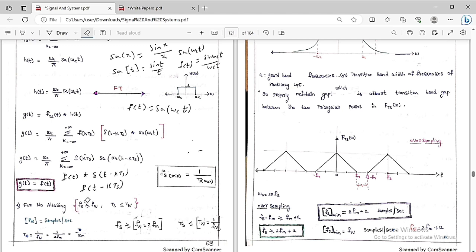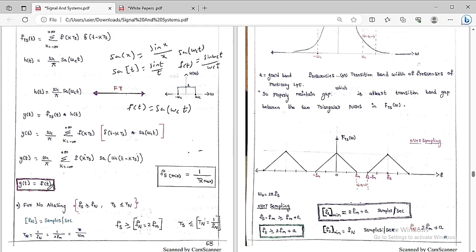So like this, always you have to analyze. If you have some doubts, you have to analyze. So if you simplify this one, finally we are going to get y of t is nothing but f of t. Some scaled version of f of t is what we are going to get. Ideally you can see it is equal to f of t also, you can assume. But actually it will be some scaled version of f of t, by some scaling factor.